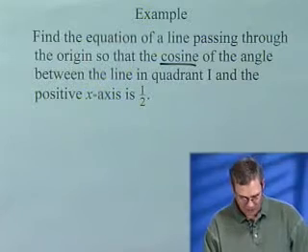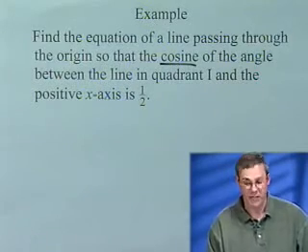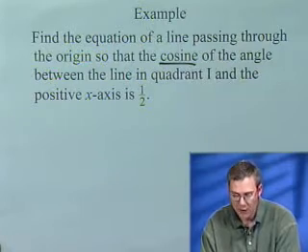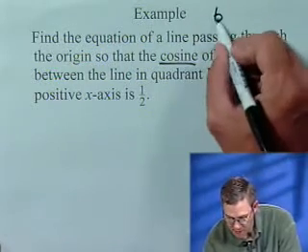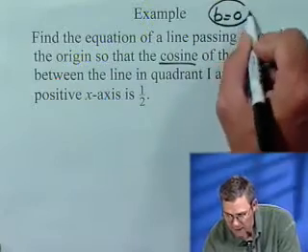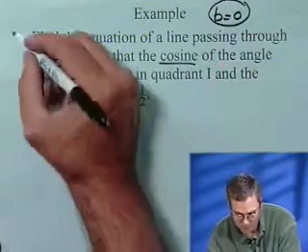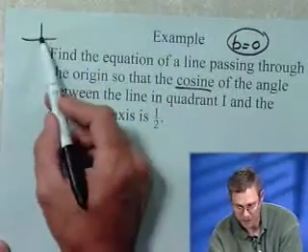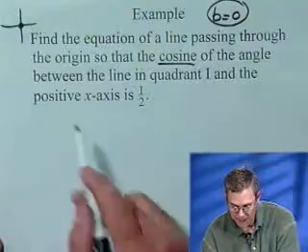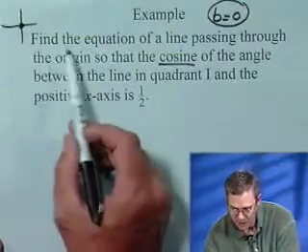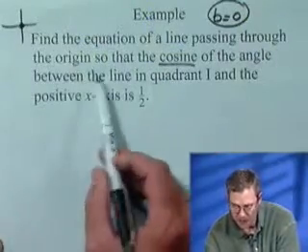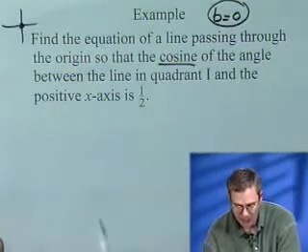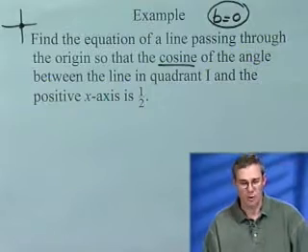Notice we're given a cosine, so we need to know a little bit of trigonometry here. It says, find the equation of a line passing through the origin. So we know what the y-intercept is. We'll write that down. The origin is right here. So the line goes through the origin, or 0 is the y-intercept. So let's read this again. Find the equation of a line passing through the origin so that the cosine of the angle between the line in quadrant 1 and the positive x-axis is 1/2.